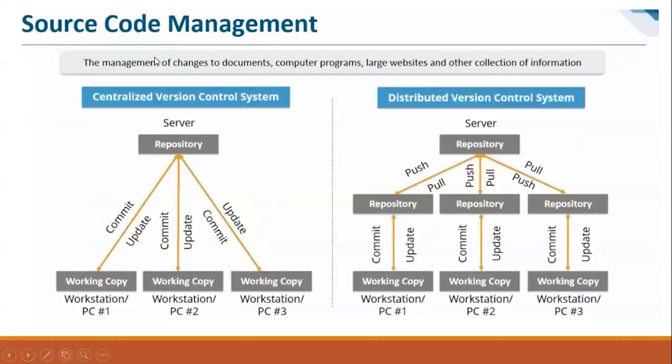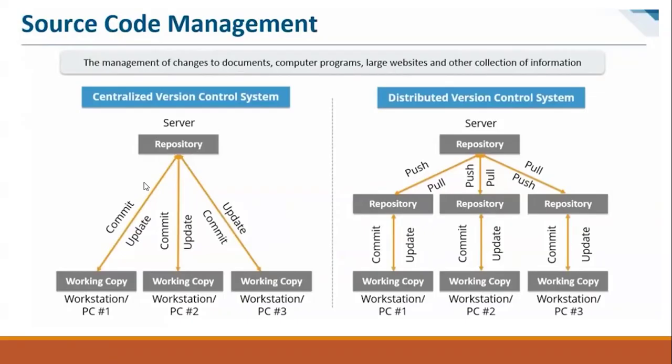Guys, yesterday I already told you about source code management: the centralized version control system and the distributed version control system. It is the management of changes to documents, computer programs, large websites, and other collections of information, called data. So how do we maintain the data? With a centralized version control system or a distributed version control system.